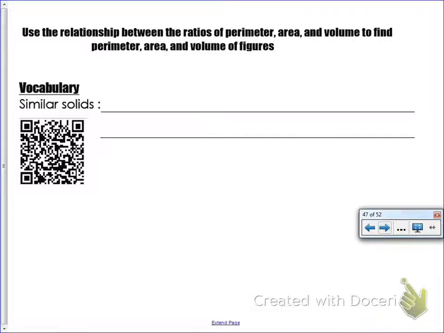Scan the QR code on your notes or go ahead and just Google similar solids and write that definition. So again, pause and we'll pick up in just a minute.